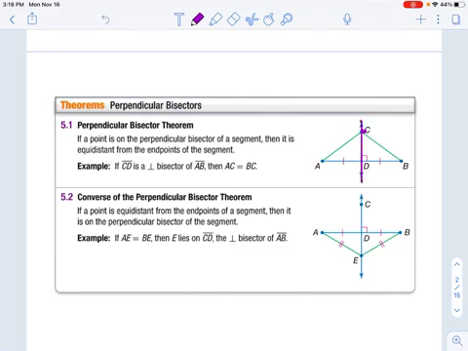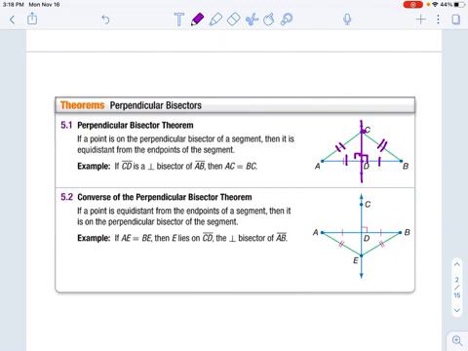So if C is on this perpendicular bisector, notice we know it's a perpendicular bisector because it crosses at 90 degrees. It also bisects, that means it cuts the segment in half. So not only do we have angle bisectors, we also have segment bisectors. Kind of makes D the midpoint. If this happens, then we know that the distance from A to C and the distance from C to B is equivalent.